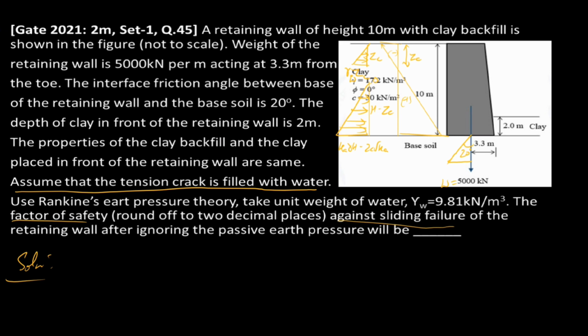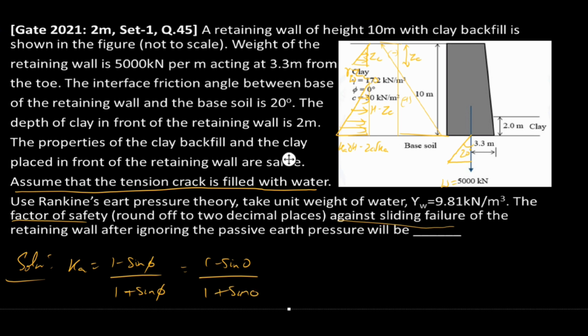So we have to find the total pressure distribution of the retaining wall per meter length. We will find the value of Ka first. Ka will be (1 minus sin phi) divided by (1 plus sin phi), which is (1 minus sin 0) divided by (1 plus sin 0). The angle of internal friction for the clay layer is given as 0, right? With this we can find the value of Ka as 1.